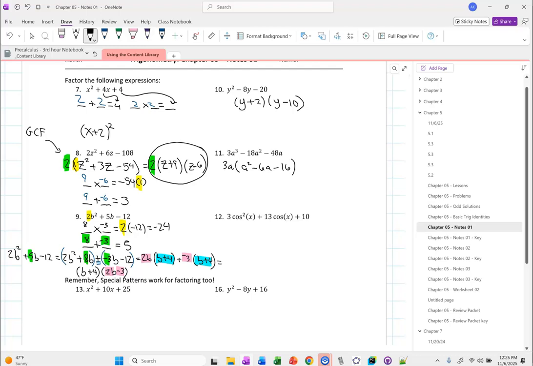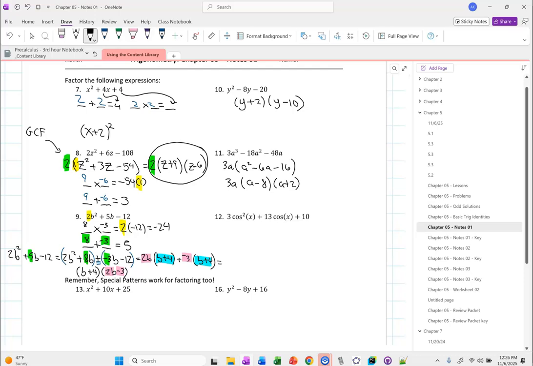Okay, who can take us all the way home now? Daniel. Would it be 3a times the quantity a minus 8, and then the quantity a plus 2? Yes.